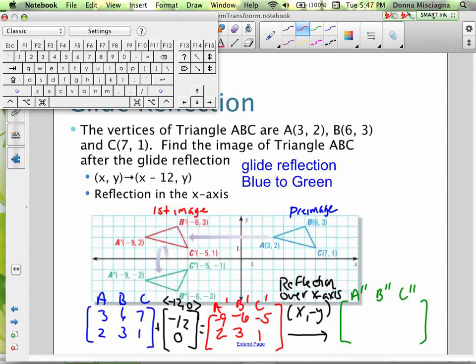So remember, for a reflection over the x-axis, so horizontal line, x is not going to change, y becomes the opposite. So since x is not going to change, I can just write all my x coordinates down. See how easy this is? Negative 9, negative 6, and negative 5. And my y's just become the opposite. So now they're going to be negative. Negative 2, negative 3, negative 1.